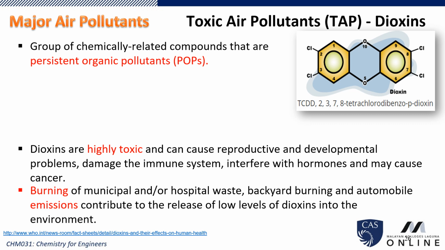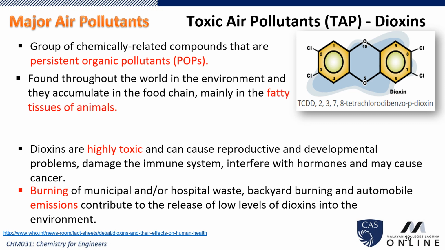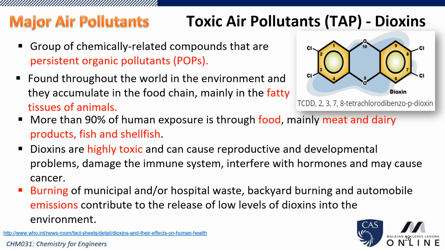The next type of toxic air pollutant is dioxin, which is a group of chemically related compounds that are considered persistent organic pollutants. Dioxins and POPs can be found throughout the world in the environment, and they accumulate in the food chain, mainly in the fatty tissues of animals.